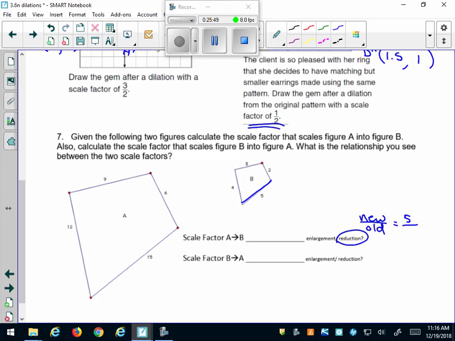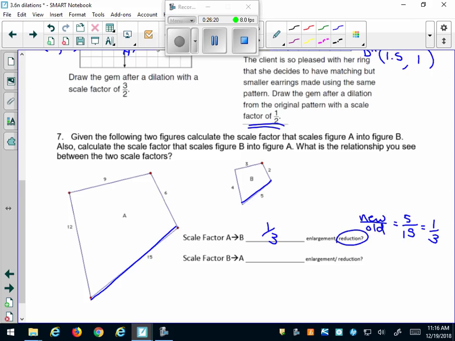Now when you go to A, the old, you got to make sure you're picking the side that corresponds to the 5. So now it does matter which side you use. Which side corresponds with the 5? 15, right? That side, 15, became the side that is 5. So new over old, 5 over 15, is 1 over 3. That makes sense that it would be a reduction. Oh, it's 1/3 between 0 and 1.